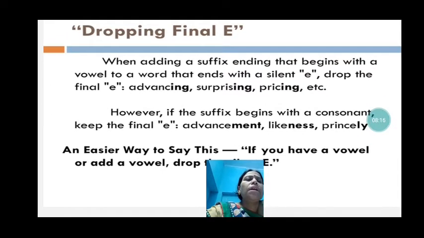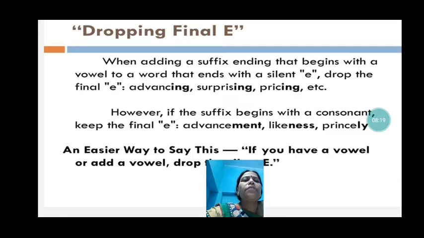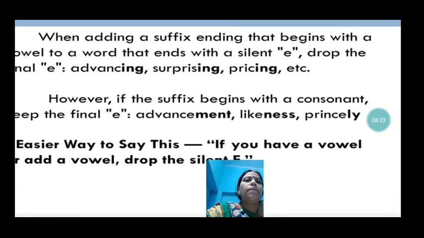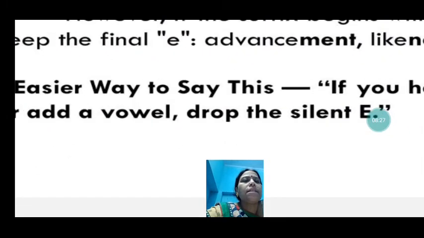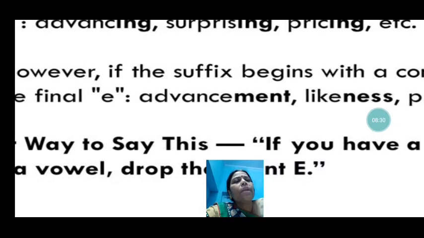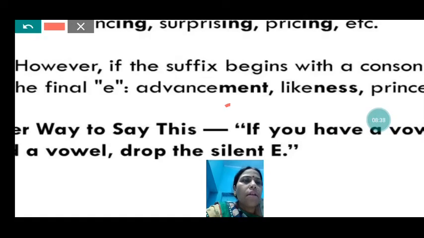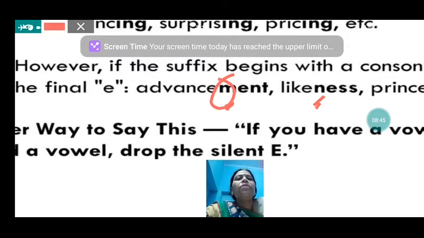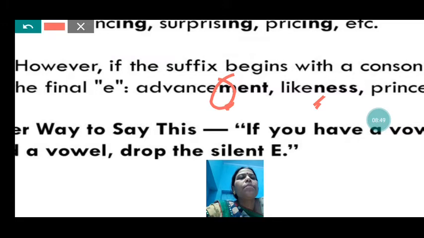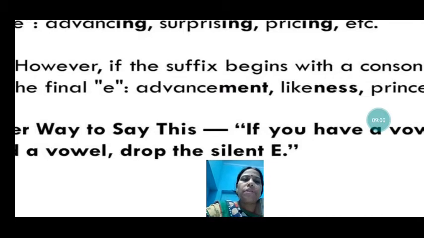However, if the suffix begins with a consonant, keep the final E. Here the suffix has started with a consonant: here the consonant M, here the consonant N. So we will keep the final E, which means advance has become advancement. We have not removed E from there. Like, likeness. If the suffix had started with a vowel, then we would remove E, but here it has started with a consonant, so we are not going to remove E.